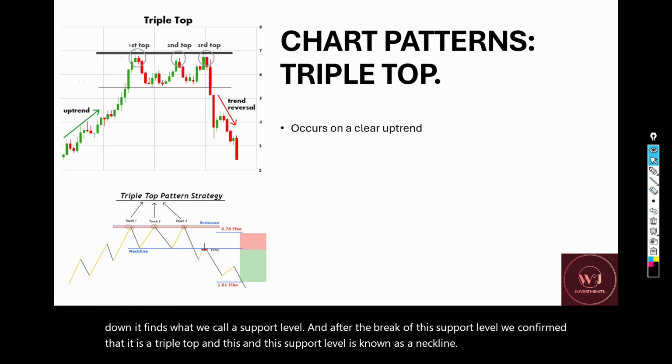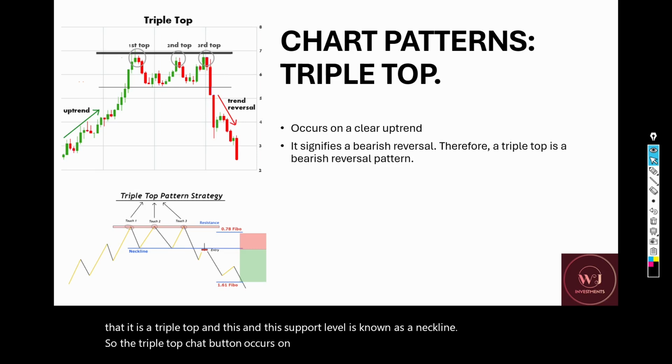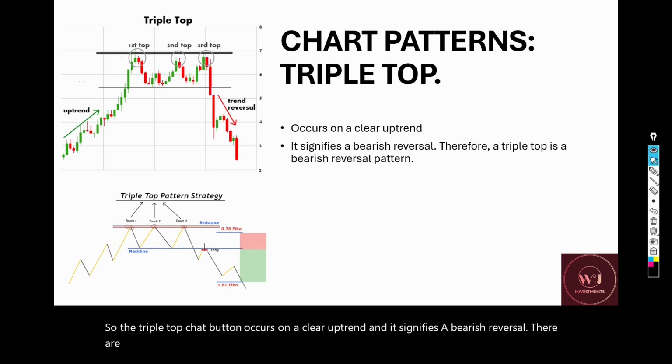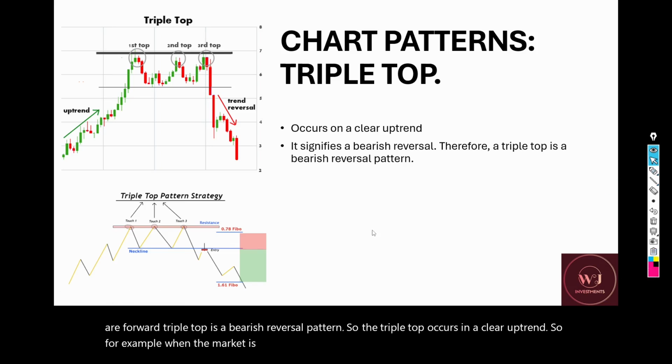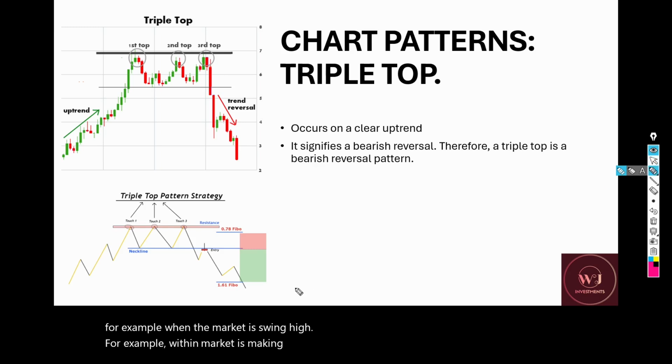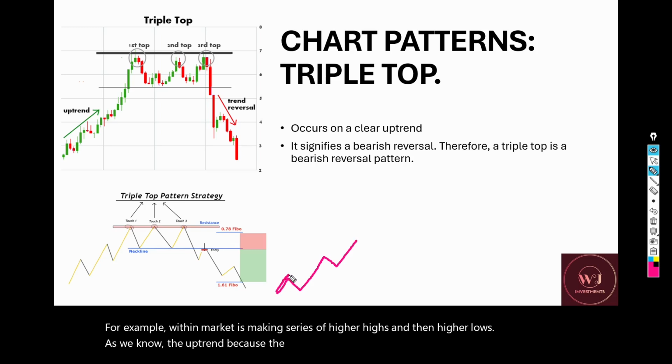So the triple top chart pattern occurs in a clear uptrend, and it signifies a bearish reversal. Therefore, a triple top is a bearish reversal pattern. So for example, when the market is swinging high, when the market is making a series of higher highs and then higher lows, we know the uptrend, because the market creates a level of resistance, that is one, and then a level of support. So higher high, higher low.